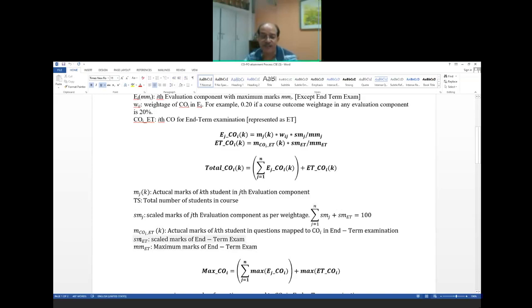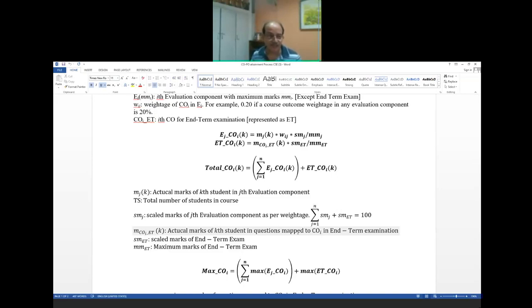And SMG is the scaled marks of the Jth evaluation component as per the weightage. The weightage corresponding to this should come out to be 100. And we have done this particular weightage. And M is the actual marks of the Kth student in the question map.